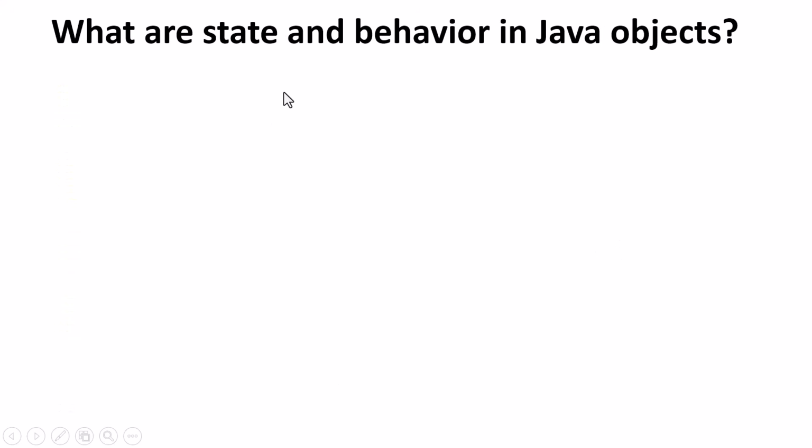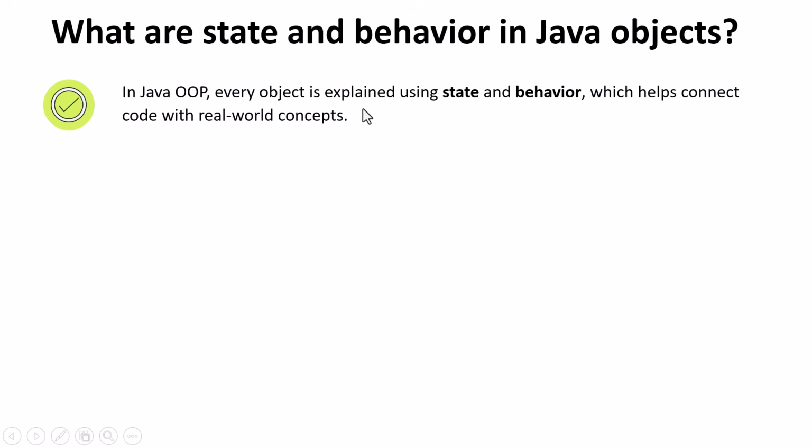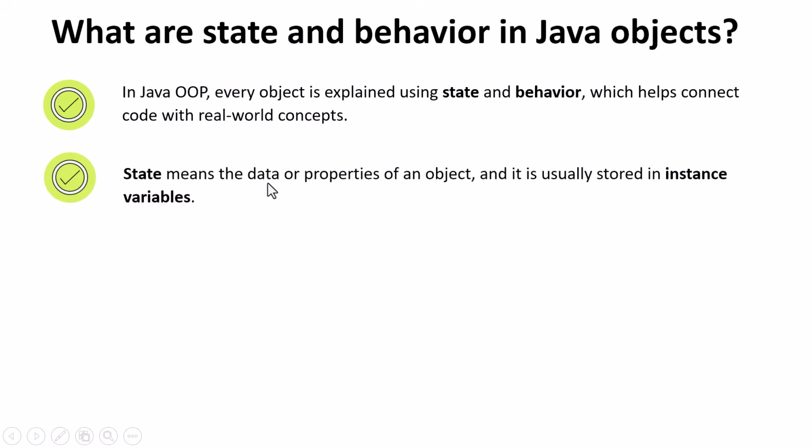Next question. What are state and behavior in Java objects? In Java OOP, every object is commonly explained using state and behavior. This is a very important beginner concept because it helps us connect programming with real-world thinking. State means the data or properties of an object. In Java, state is usually stored in instance variables such as a student's name, age, roll number, or a bank account's account number and balance.